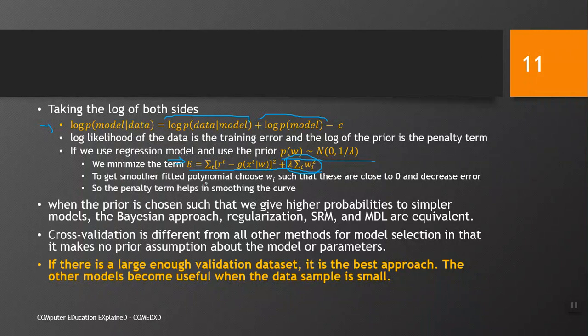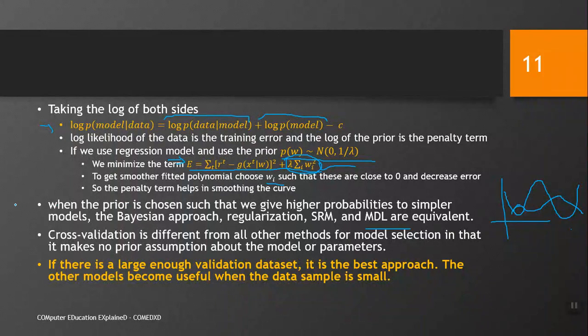To get a smoother fitted polynomial, choose Wi such that these are close to 0 and decrease error. The parameters Wi are the parameters, so they must have the minimum value basically, as we use them here. So the penalty term helps in smoothing the curve, and we have already seen this in the previous slides where we had the green and the blue curves. When the prior is chosen such that we give high probability to simpler models, the Bayesian approach, regularization, SRM and MDL are equivalent.